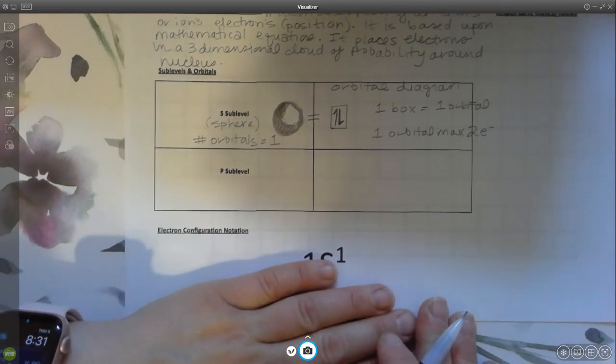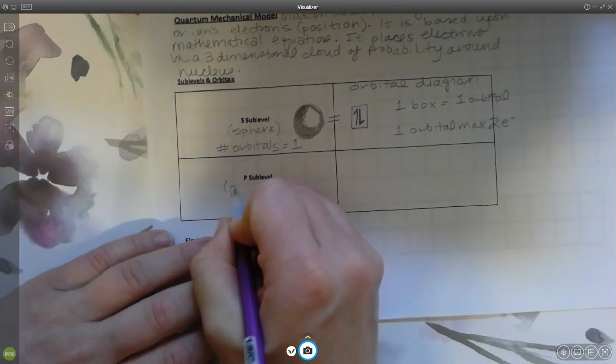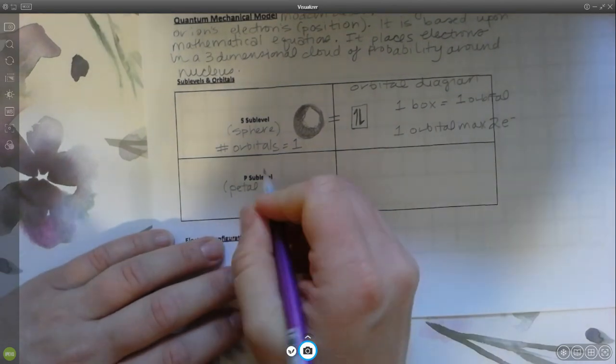All right, the second one that I want to talk about is the p sublevel. I like to call it the petal shape. Reminds me a bit of a flower.